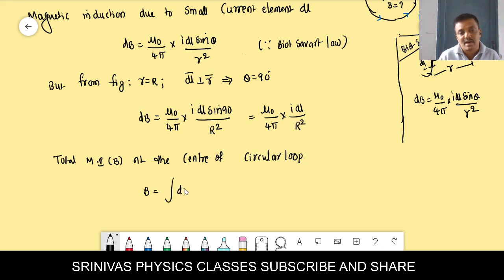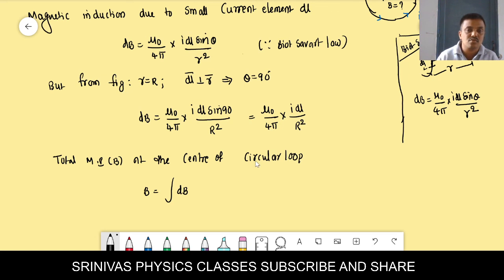Summation of the small magnetic inductions gives the total magnetic induction. Small dB is the magnetic induction due to a small element whose length is dl. You see here, this is dl, the small element length. Full length is L. Due to the small element, the magnetic induction is dB.